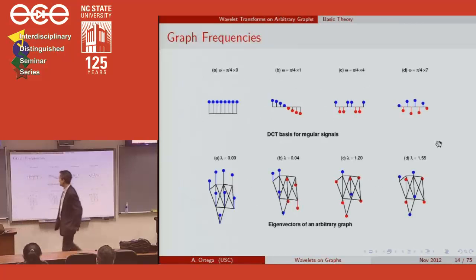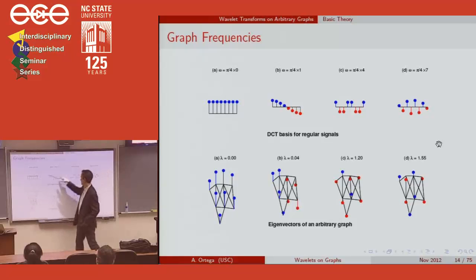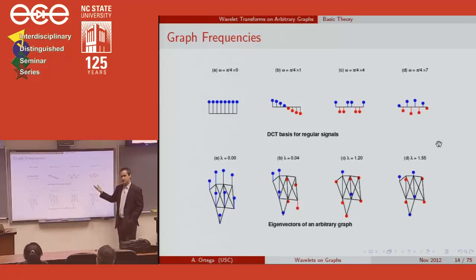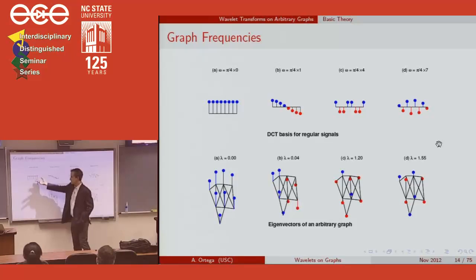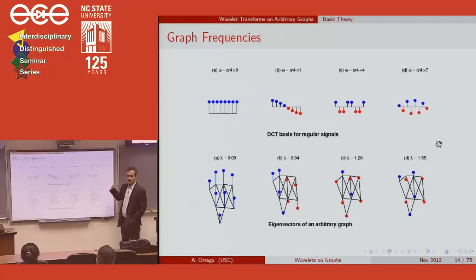So here what we have is the basis of the DCT. Low pass to higher and higher frequencies, and to first order, you can see that each of these basis functions has an increasing number of zero crossings. So this is all positive. This goes from positive to negative, positive, negative, positive, etc. So the more zero crossings you have, the higher the frequency.